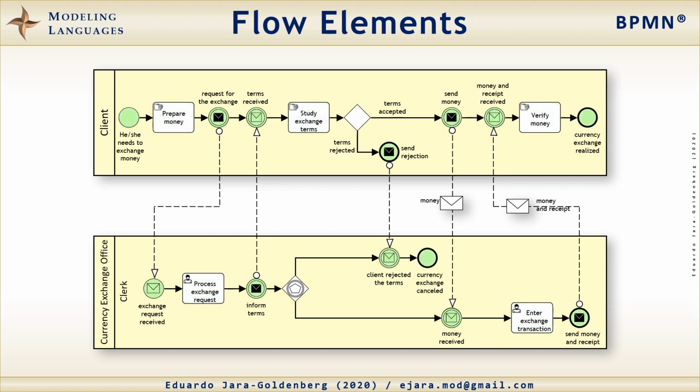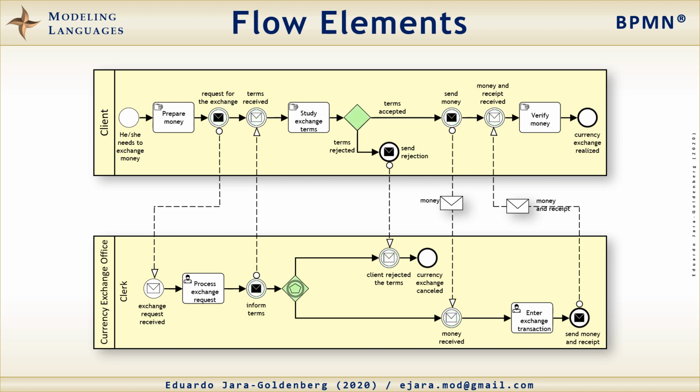An event is something that happens during a process. These events affect the flow of the process and usually have a cause or an impact. There are three main types of events: start events, which indicate where a process will start; end events, which indicate where a path of a process will end; and intermediate events, which indicate where something happens somewhere between the start and the end of a process.